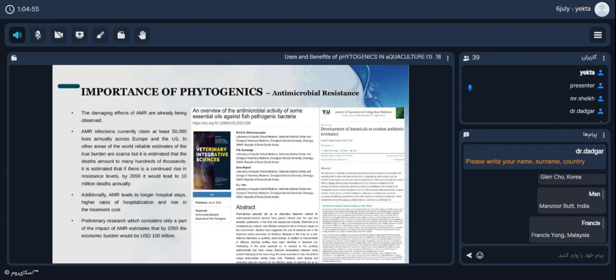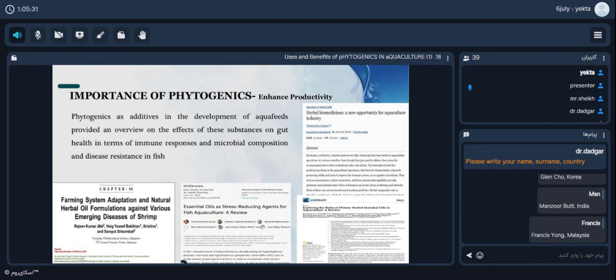It is not so efficient in terms of time. Antibiotics can work very efficiently, taking 3 days, but when you go for herbal treatment, it may take 7 to 8 days, or even longer. But if you are using it as an immunomodulator, there are more chances that your animal will not face the problem. So it is replaceable. Then the third one is enhanced productivity.